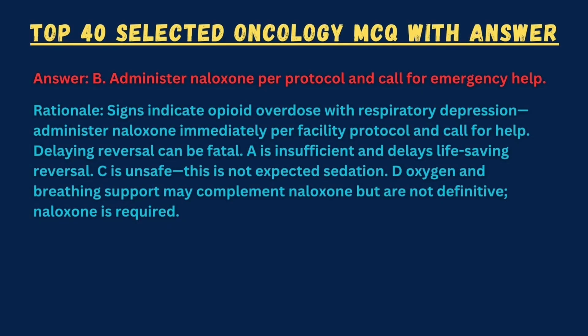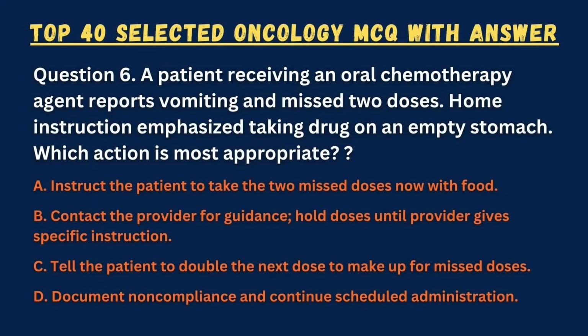Rationale: signs indicate opioid overdose with respiratory depression. Administer naloxone immediately per facility protocol and call for help. Delaying reversal can be fatal. A is insufficient and delays life-saving reversal. C is unsafe. This is not expected sedation. D. Oxygen and breathing support may complement naloxone, but are not definitive. Naloxone is required.